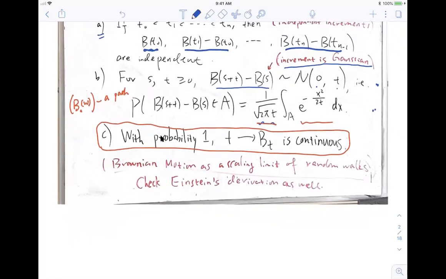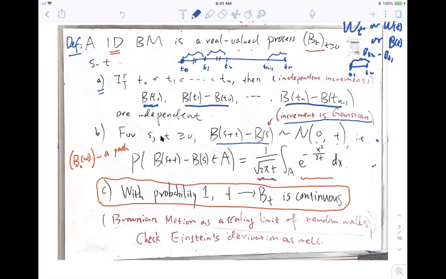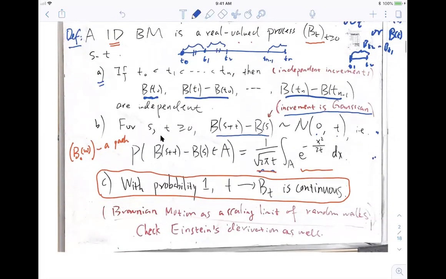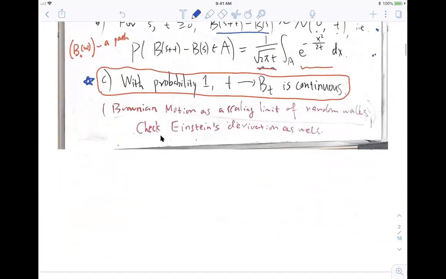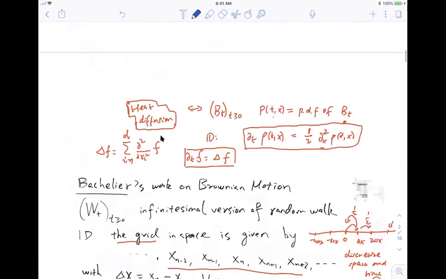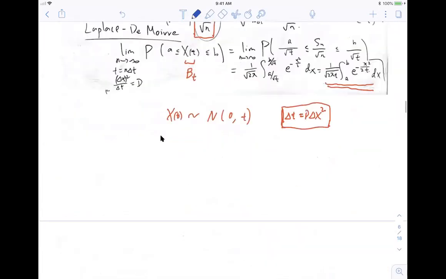And also the trajectory path, the trajectory is almost surely continuous. So this gives you a model of continuous-type Brownian motion. This one is not easy to establish, so you need to spend some time thinking about it, but the others are not that hard.